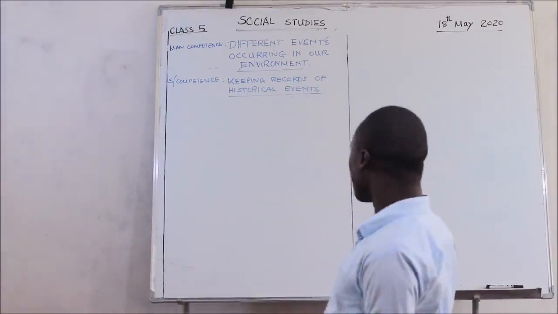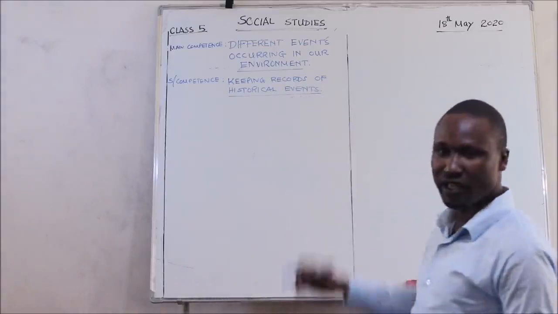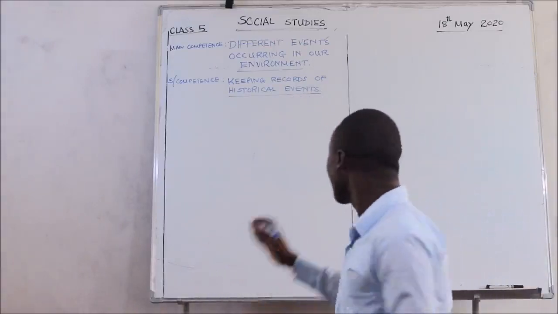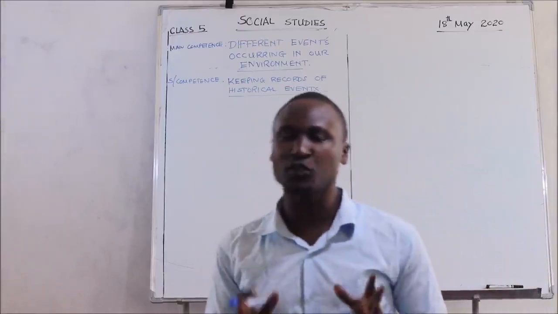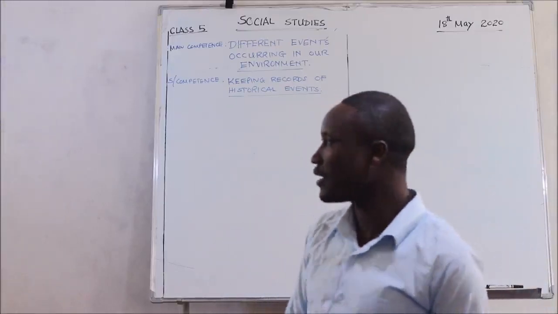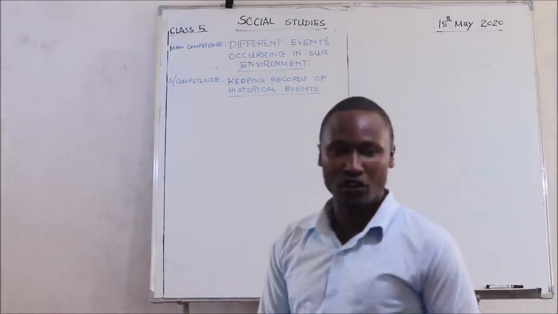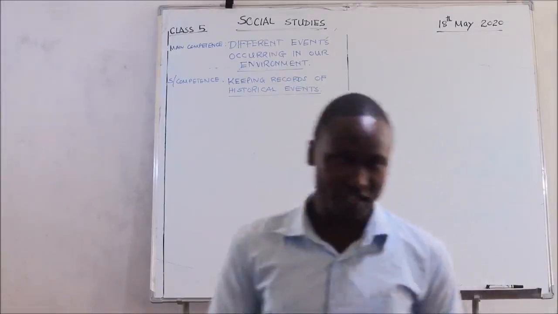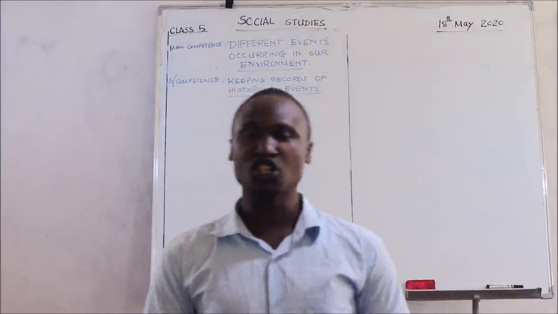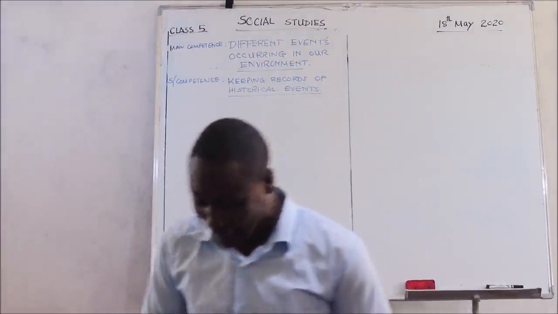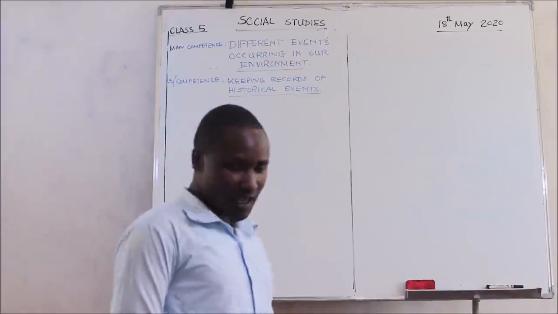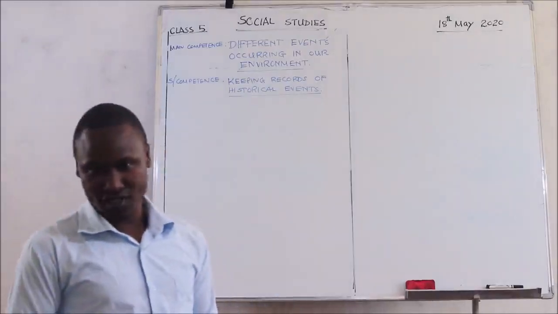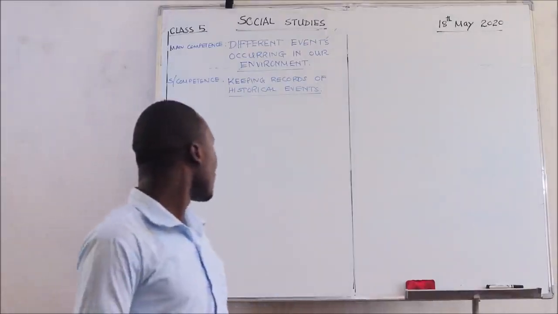Today we are going to learn about the main competence, which is known as different events occurring in our environment, and specifically the specific competence that you are going to learn is keeping records of historical events. So make sure you pay attention and you concentrate for today's lesson. Keeping records of historical events, that's what we are going to concentrate on most.